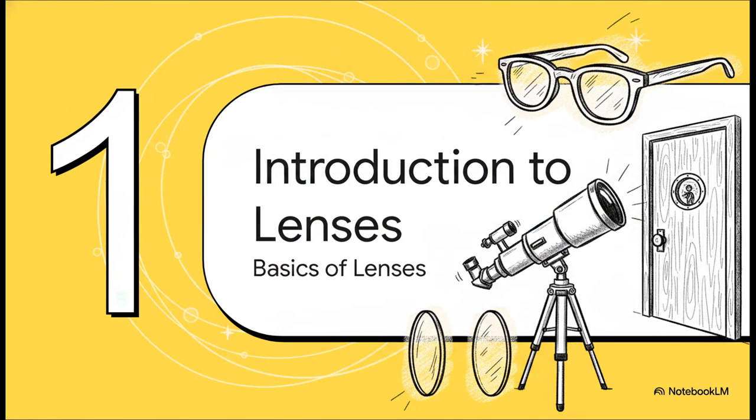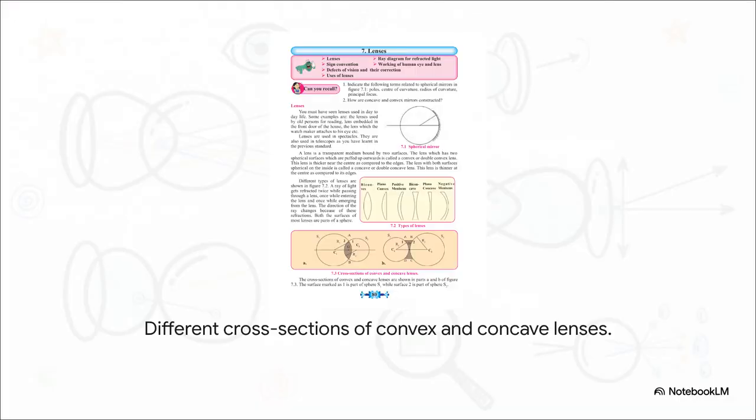Section 1. Introduction to lenses. Let us start with the basics. Now, you have definitely seen lenses in everyday life, right? In your reading spectacles, door peepholes, maybe even telescopes. Fundamentally, a lens is just a transparent medium bound by 2 surfaces. Notice the convex lens on your left. It is puffed up outwards, making it much thicker near the center than at the edges.